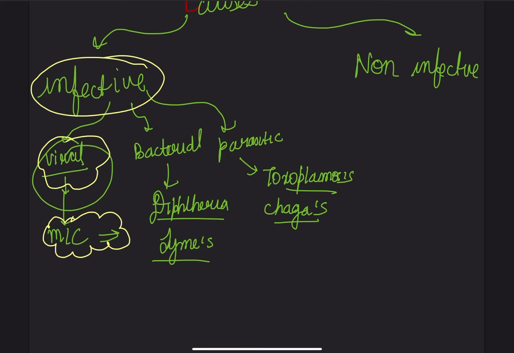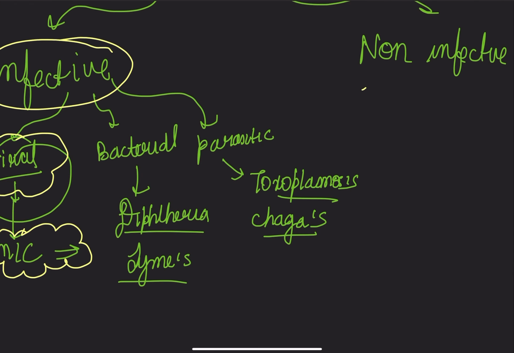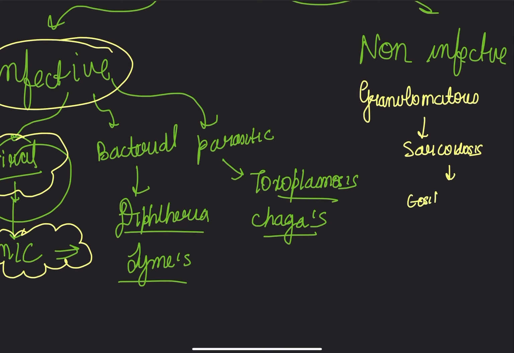Now we have non-infective causes as well. In non-infective causes, there can be granulomatous causes. In granulomatous causes, we talk about sarcoidosis. Then we also talk about eosinophilic myocarditis. Then we have myositis, collagen vascular diseases, all these things.